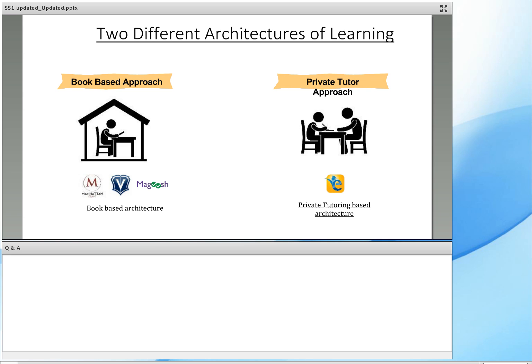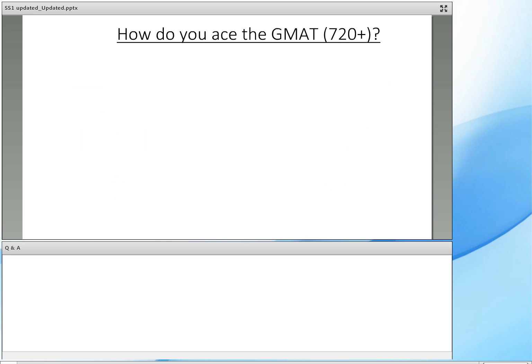So let's see why we say that is the case and why a private tutoring-based architecture leads to much higher success rate than a book-based architecture. So let's see, how do you get to a score of 720?